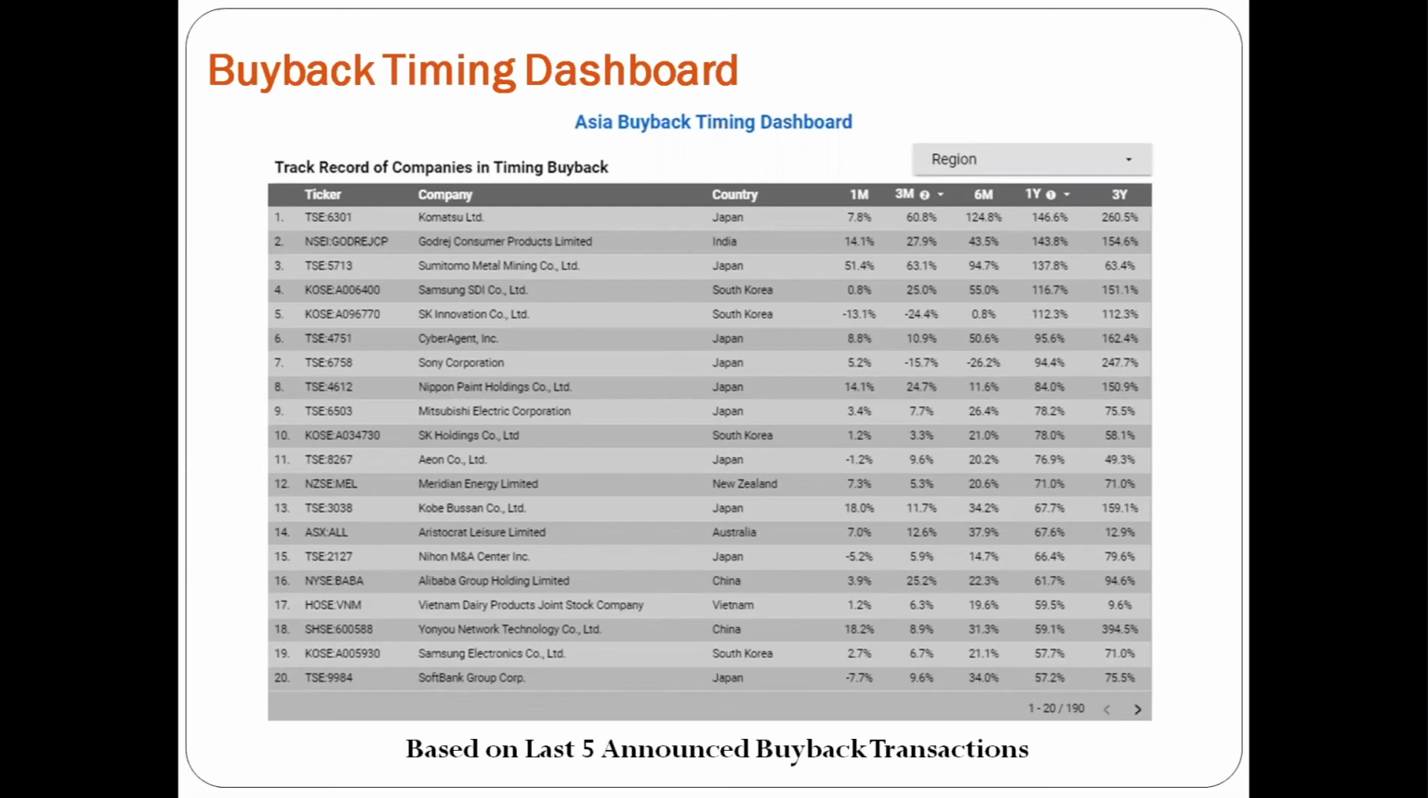So the 1 month, 3 month, 6 month, 1 year, and 3 year columns that you see here are nothing but the average of price performance over these 5 buyback transactions since the announcement. So based on your horizon, you can sort the companies here by the horizon that you think is most appropriate to determine the buyback track record, and determine which companies have had good buyback timing.